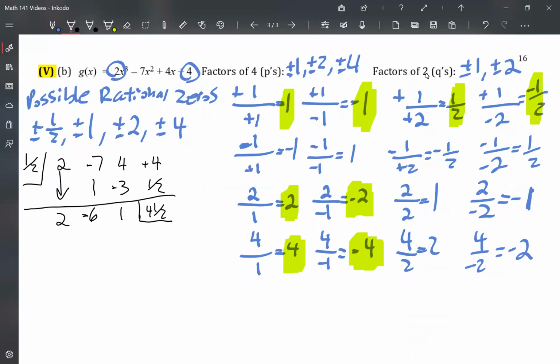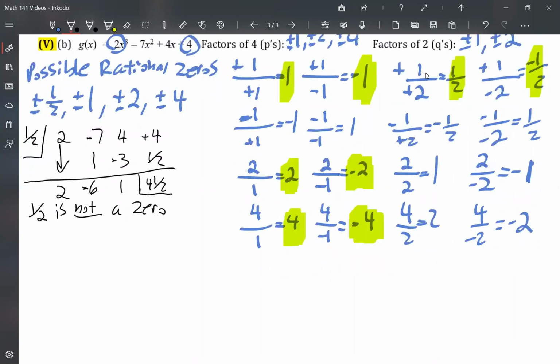So what does that tell us? It tells us that 1/2 is not a 0, so we can get rid of 1/2. That doesn't necessarily mean that negative 1/2 can't be a 0. It just means that the positive 1/2 is not a 0. So we choose another one.